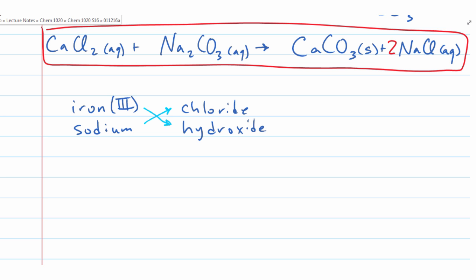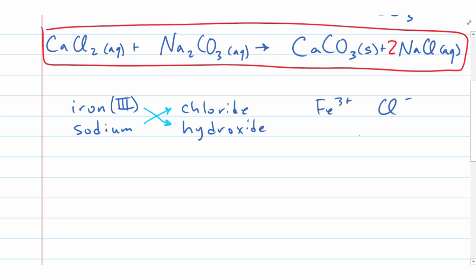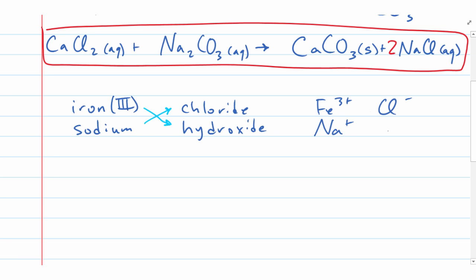So then we go ahead and write out a chemical equation for this. Iron 3 is Fe with the charge of 3 positive. Chloride is Cl with the charge of 1 negative, as we've established already. Sodium is Na with a charge of how much? 1 positive. And the hydroxide ion is one you were to memorize, that is OH negative. That's one of your polyatomic ions.